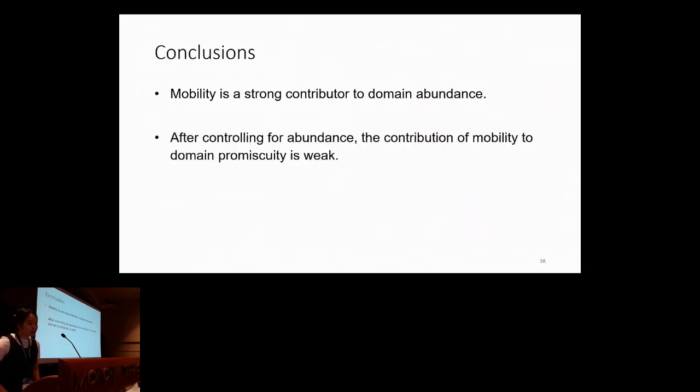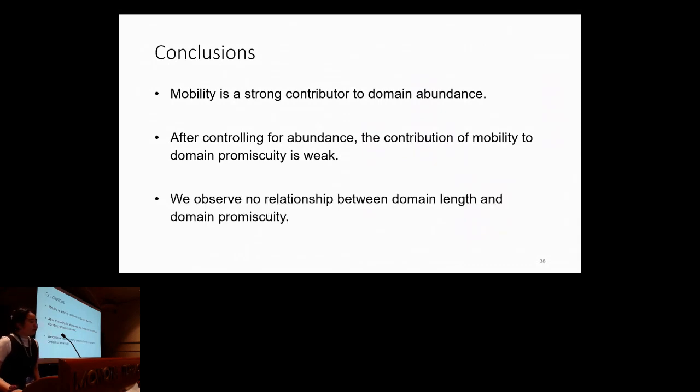So in summary, our preliminary results show that mobility is definitely a strong contributor to domain abundance. After controlling for abundance, the contribution of mobility to domain promiscuity is weak. And also, we observe no relationship between domain length and domain promiscuity.